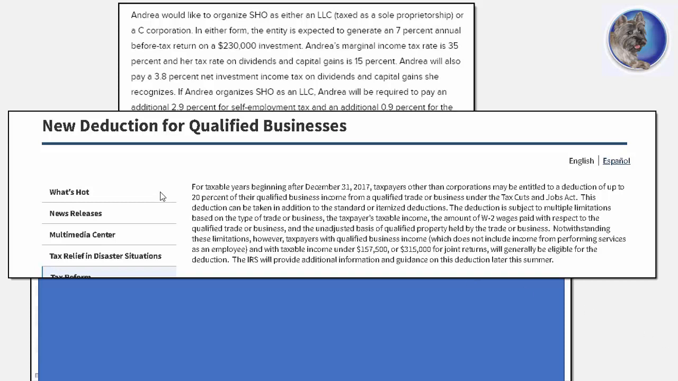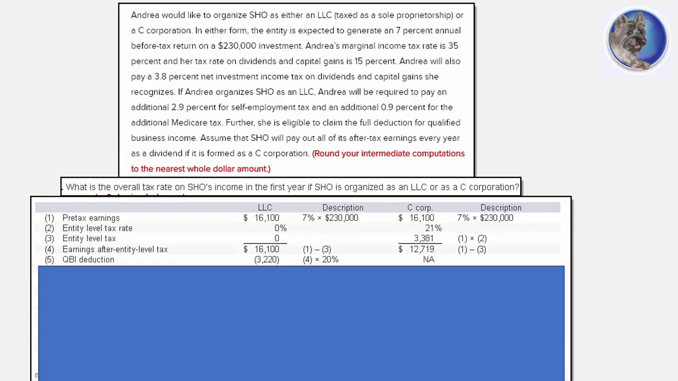And what does it tell us? It says for taxable years beginning after December 31st, taxpayers other than corporations may be entitled to a deduction for up to 20% of their qualified business income. There's our QBI. From a qualified trade or business. This deduction can be taken in addition to standard or itemized deductions. And this applies to taxpayers other than corporations. All right, so that explains where that 20% comes from and why it doesn't apply to the C Corp, but it does to the LLC.